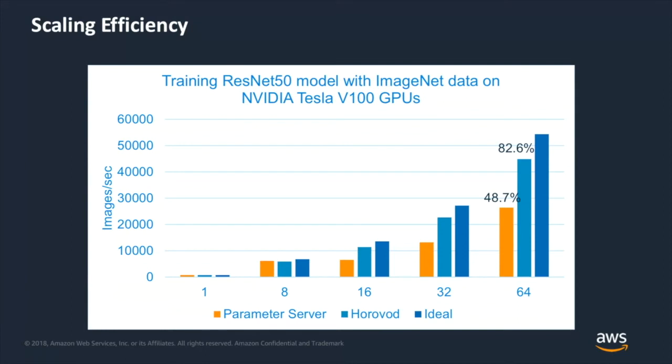So this figure shows the scaling efficiency we observed. The left bar is the one running parameter server. The one in the middle is running Horovod, and the last one is ideal. Ideal is calculated based on the throughput we get on a single GPU: if you have 8 GPUs, the throughput should just be multiplied by 8, and if you have 64 GPUs, it should be multiplied by 64. And as you can see, as we increase the number of GPUs, Horovod performs much better than the parameter server approach in terms of scaling efficiency. It can achieve 82.6% scaling efficiency at 64 GPUs.